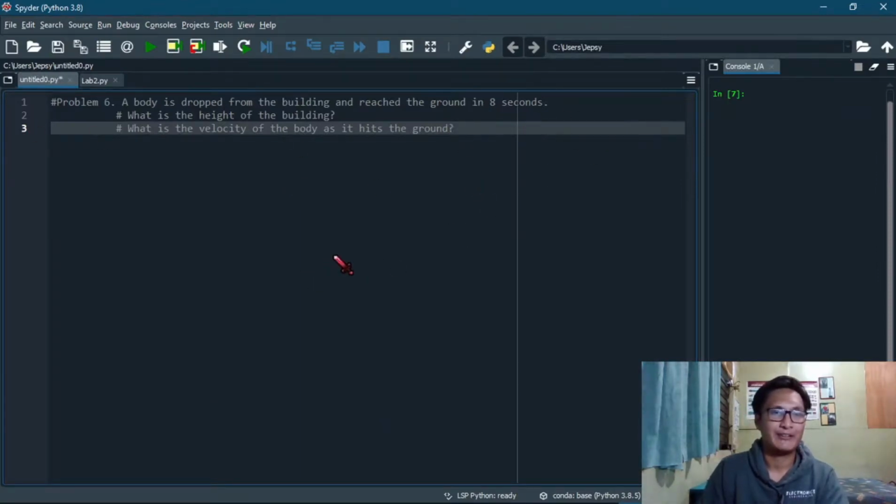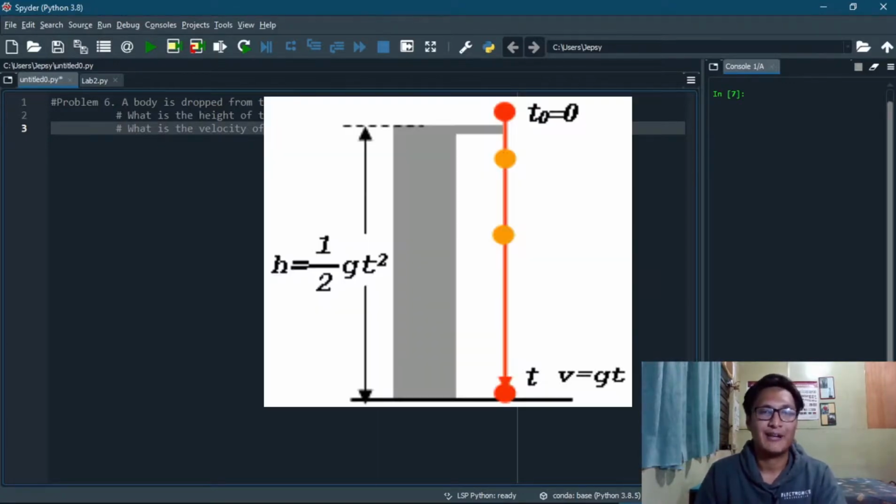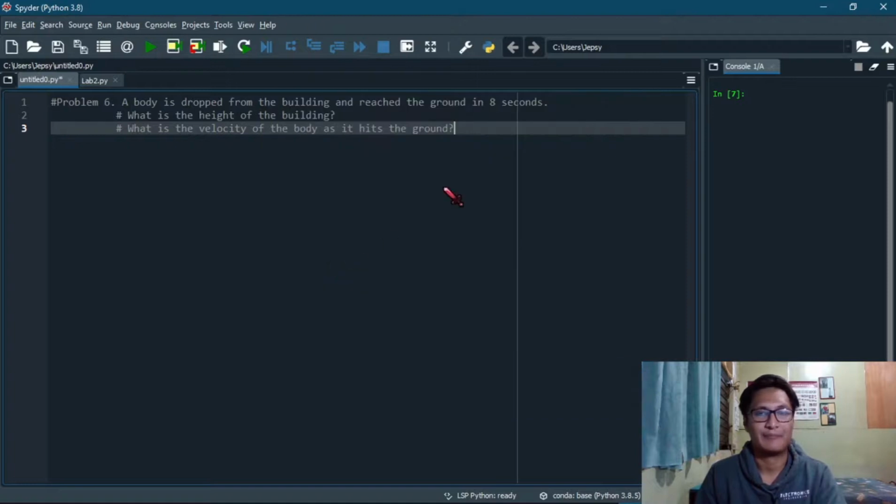The problem here is a body is dropped from a building and reaches the ground in 8 seconds. What is the height of the building? And what is the velocity of the body as it hits the ground? So the formula for the height is just 1/2 gt squared, while the velocity is just gravity times time.